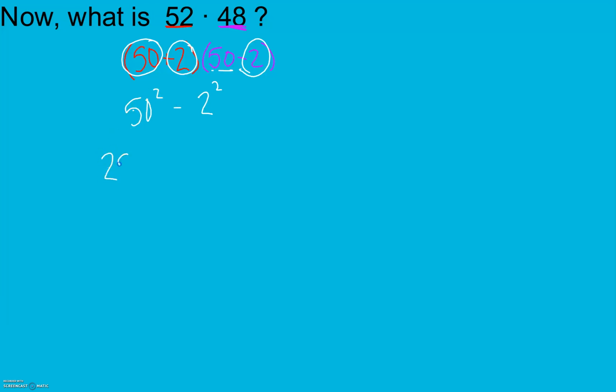5 squared is 25, and then they each have a 0. 2 squared is 4. Here, I get 2496 when I take 4 away from 2500. And there we have it using mental math.